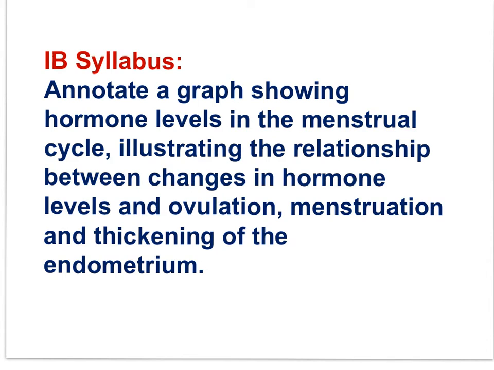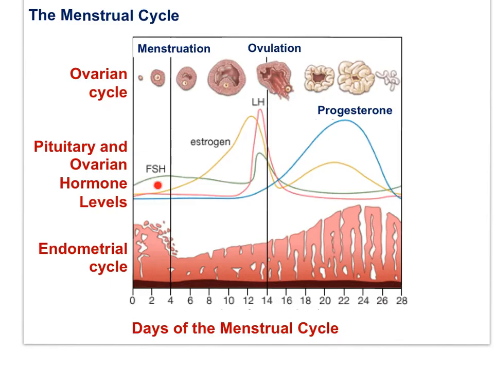So that brings us to this statement. You need to be able to annotate a graph showing hormone levels in the menstrual cycle, illustrating the relationship between changes in hormone levels and ovulation, menstruation, and thickening of the endometrium. This graph shows the changing levels of hormones through the 28-day menstrual cycle, and the graph is paralleled by the ovarian cycle here and the uterine cycle here.